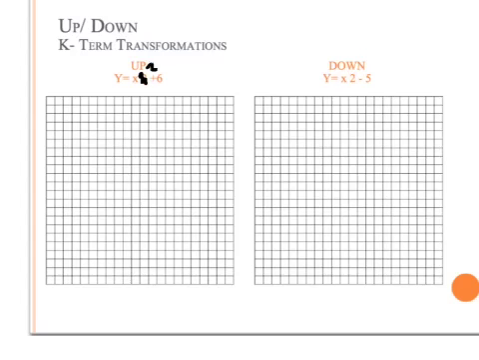Up-down K-term transformations. When the y-intercept is positive, the parabola moves 6 units up from the origin. And when the y-intercept is negative, it moves down 5 units from the origin.